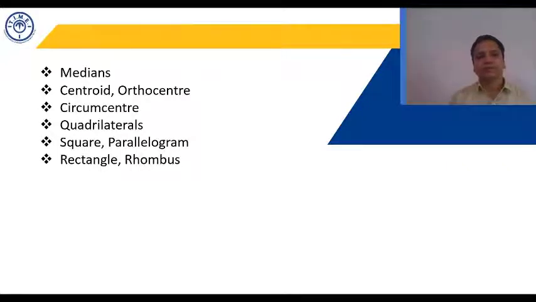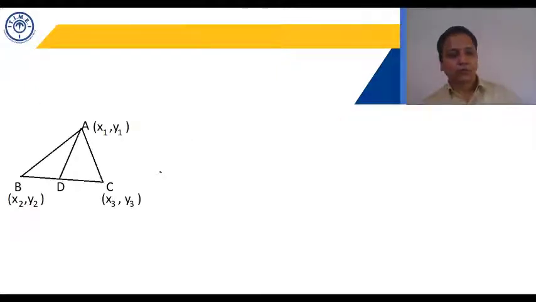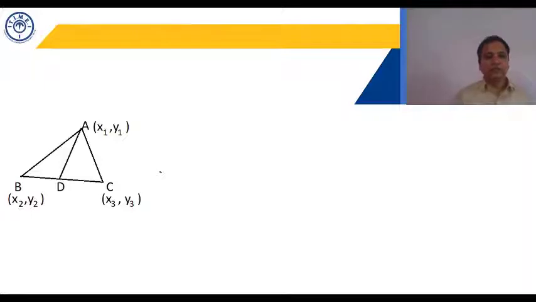rhombus. In the last class, we learned how to find the area of a triangle. In this class, we will learn how to find the area of a quadrilateral or any polygon whose vertices are given. So moving further, let's assume ABC is a triangle with vertex A as x1, y1, vertex B as x2, y2, and vertex C as x3, y3.